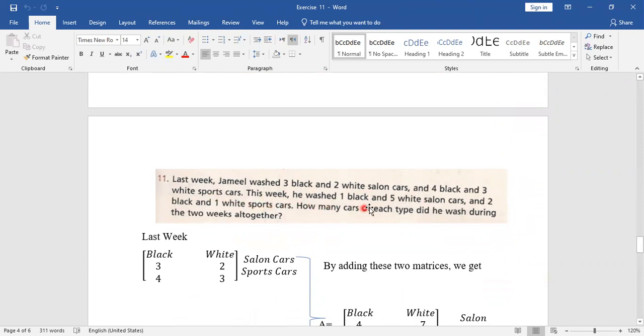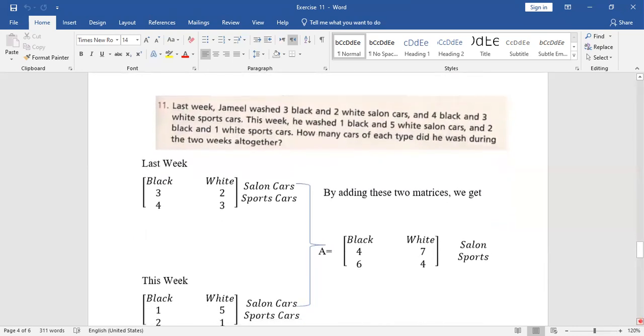This week, he washed 1 black and 5 white saloon cars and 2 black and 1 white sports car. How many cars of each type did he wash during the last 2 weeks? All together. The word is here, all together. It means we need to find out the sum of these 2. First, we will write last week, and this week.